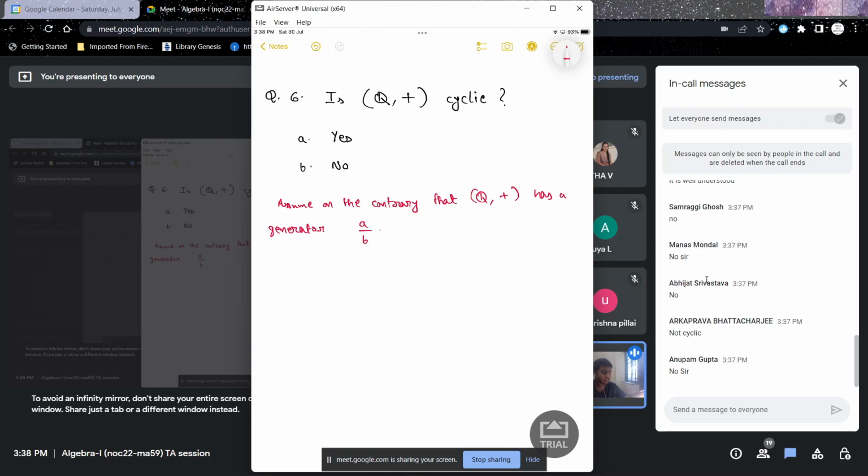As rationals are usually denoted, we write A over B as you just pull out the common factors, you write them as a ratio of relatively prime integers where B is strictly greater than 0 and A is any integer. So we claim that the subgroup generated by A over B is a proper subset of Q. This is our claim, and this is very easy to see. Since B is strictly greater than 0, it may be 1, it may be something different, but it is certainly an integer.